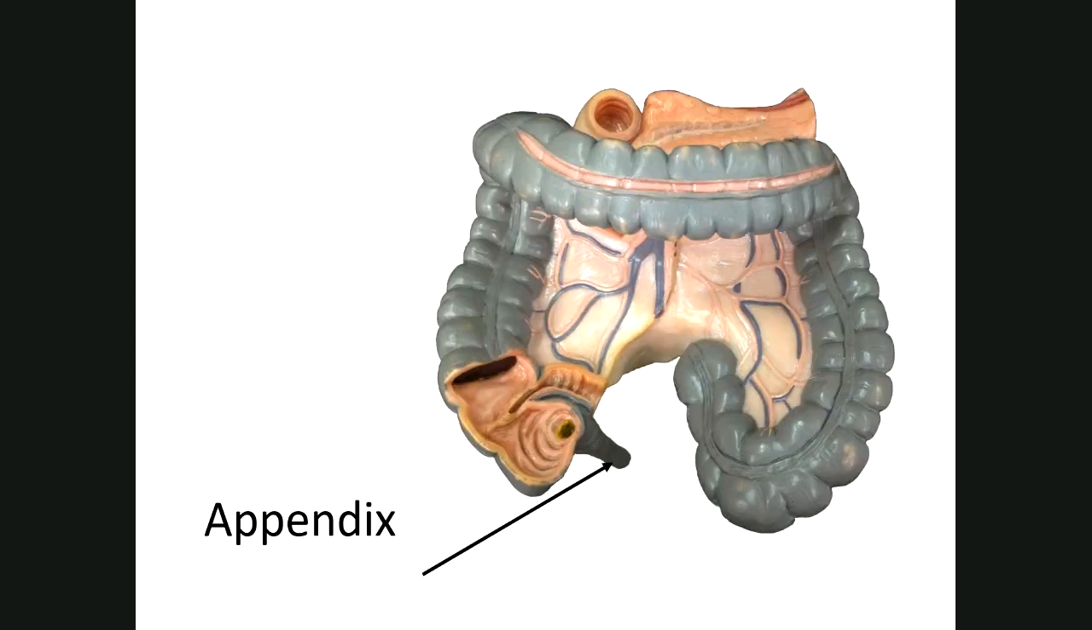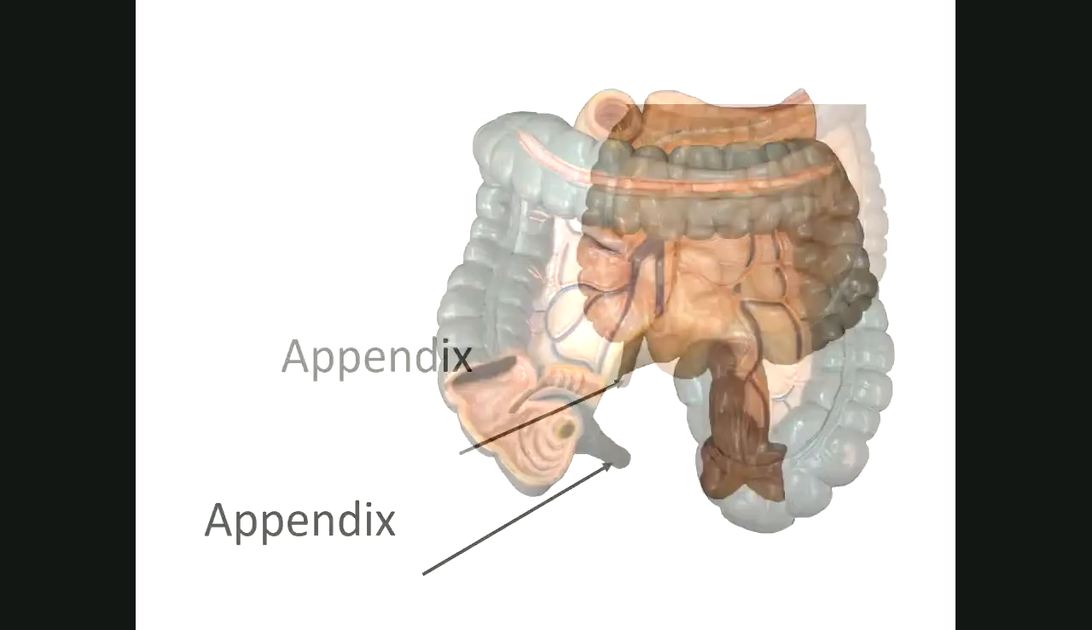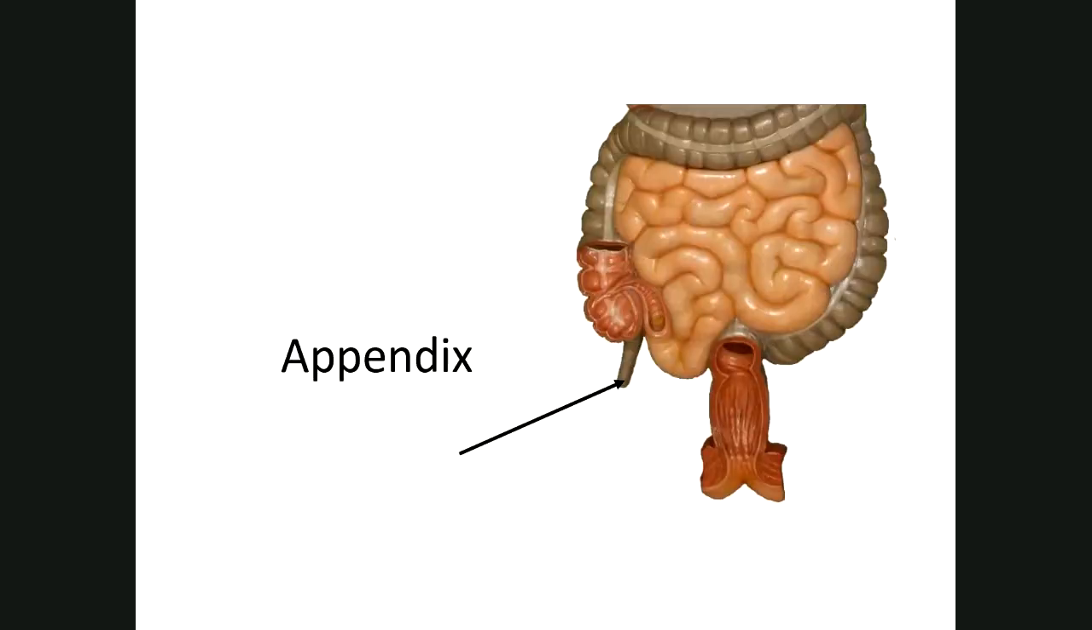Then you've got this little structure that hangs off the cecum. That's the appendix. It's also known as the vermiform appendix. So I'll spell that for you. I believe that's also in your lab manual. Vermiform appendix hangs right off the cecum. I'll show you on this model here. There it is on page 86.